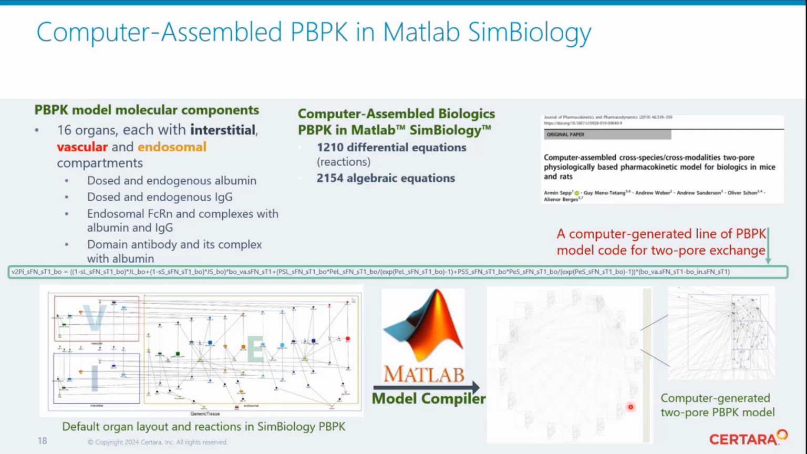What you end up with then is a network of reactions and compartments, which looks like a cat's cradle on the computer screen. If you zoom in, you can see individual tissues and organs, compartments, all the species, all the reactions. You can click on it and everything is where it should be. And here is an example of how the two-pore exchange equation looks for just one species in one compartment. It is computer-generated computer code for two-pore exchange. So, a computer-generated computer model.